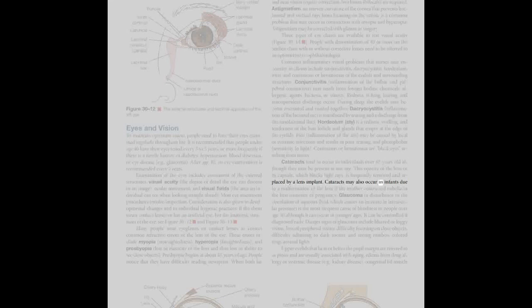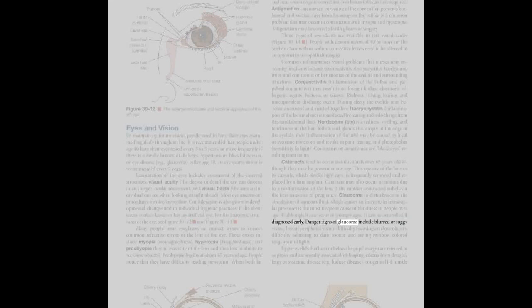Cataracts may also occur in infants due to a malformation of the lens, if the mother contracted rubella in the first trimester of pregnancy. Glaucoma, a disturbance in the circulation of aqueous fluid, which causes an increase in intraocular pressure, is the most frequent cause of blindness in people over age 40, although it can occur at younger ages. It can be controlled if diagnosed early.